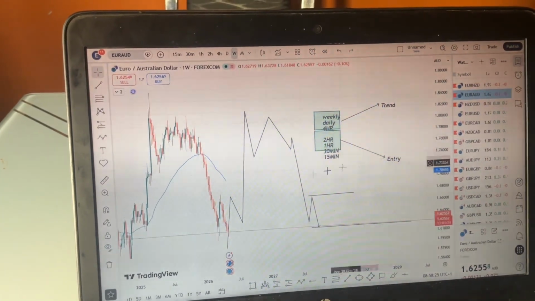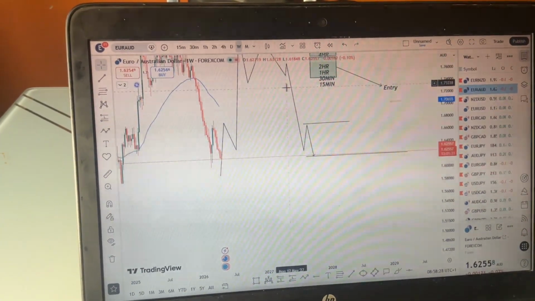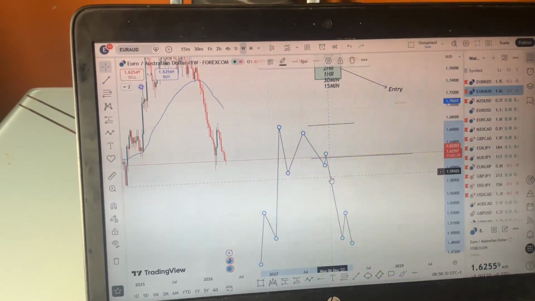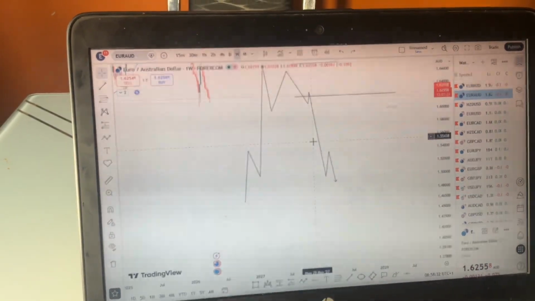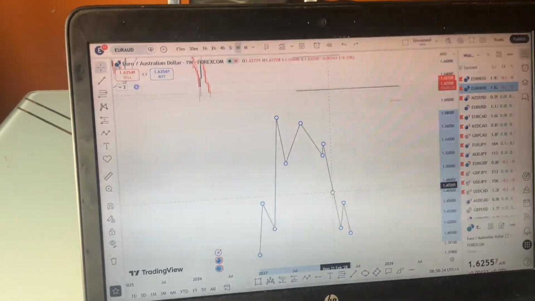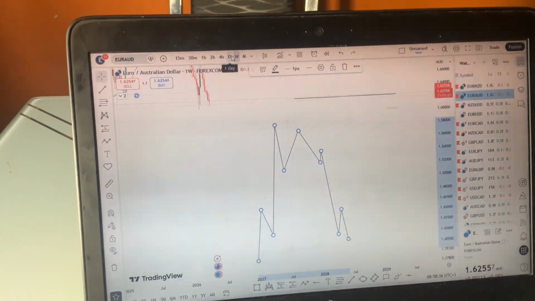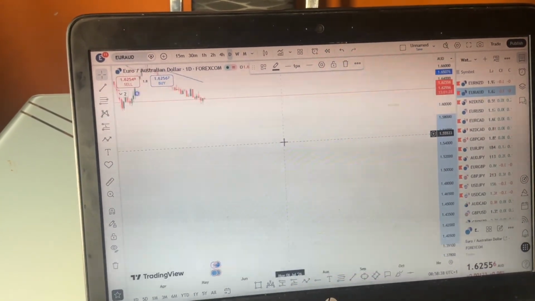Sorry guys, let me push this up. This is for the weekly time frame. You can clearly see this for the weekly time frame. So let's go down to the daily time frame. Let's see what the daily time frame is creating.